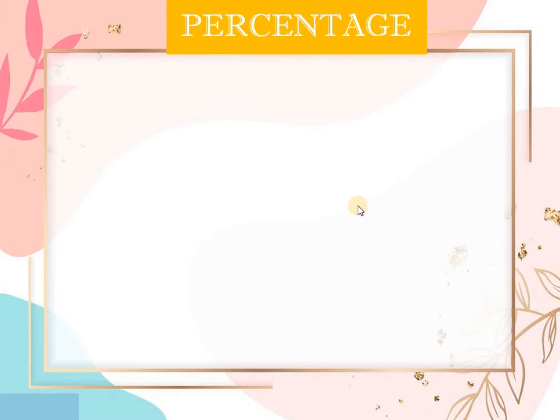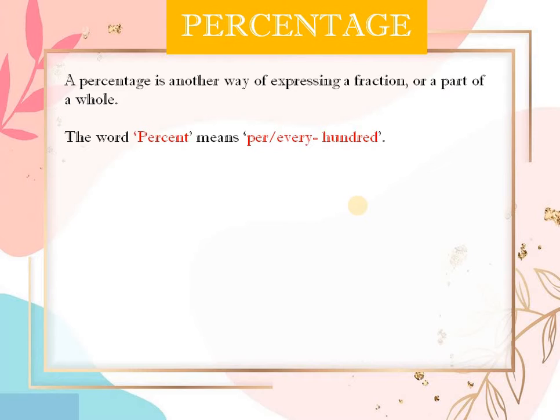So the spelling of percentage is... percentage. If you break the word percent into two parts, you will get per and cent. Per means every and cent means 100. So, every 100. A percentage is another way of expressing a fraction or a part of a whole.